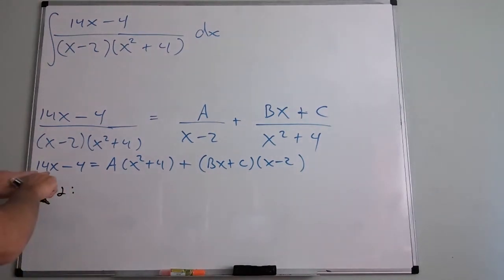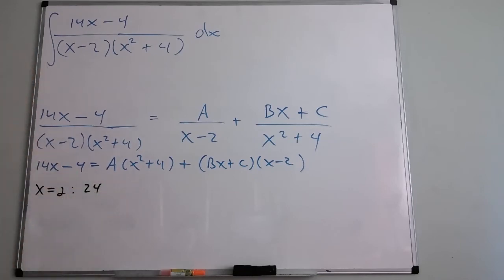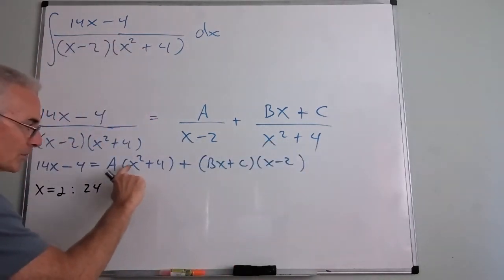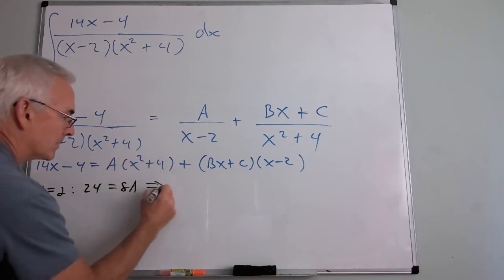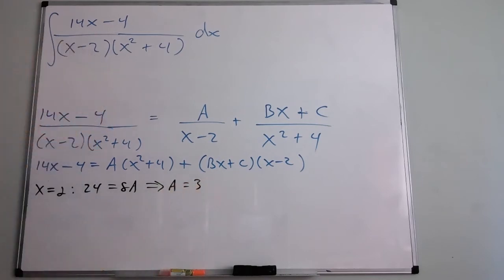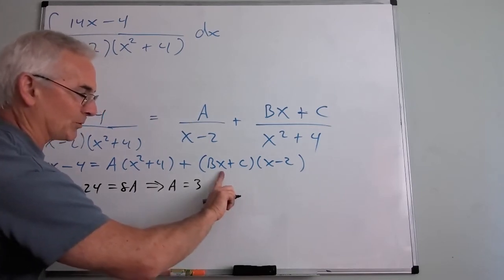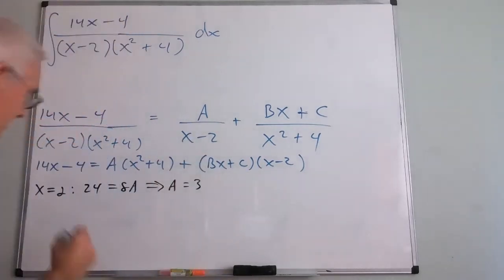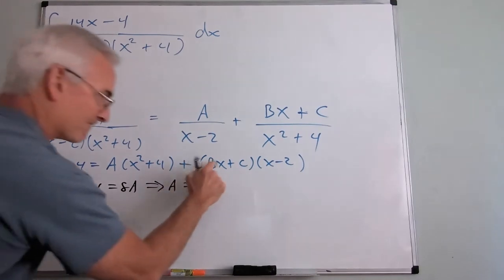On the left side, I will have 28 minus 4, or 24. If x is 2, that entire thing is wiped out. x is 2. So 2 squared plus 4 is 8. So I have 8A, which gives me A equals 3. Great. But now what do I do? You can pick any real number you want. Well, there's one really good choice right now. 0. Then I can get rid of the B. Let's pick x equals 0. Again, for that reason right there.